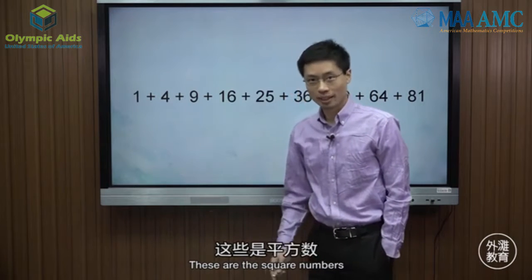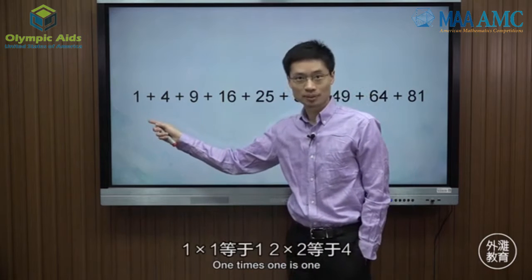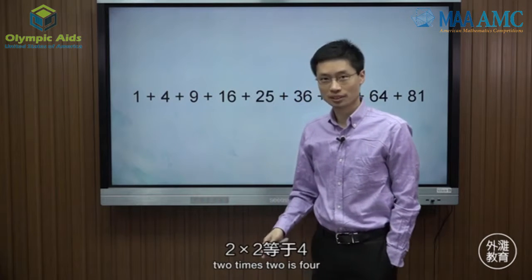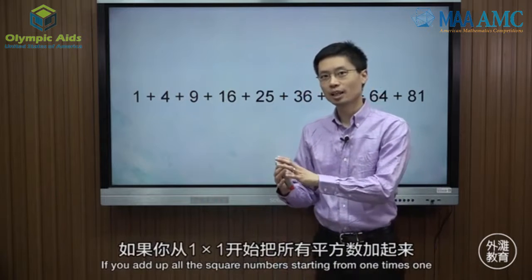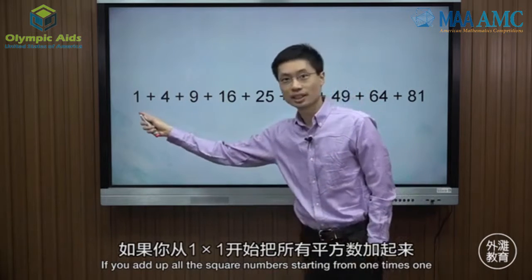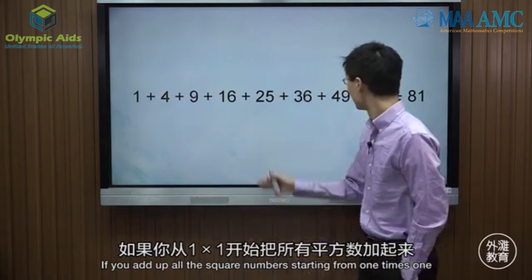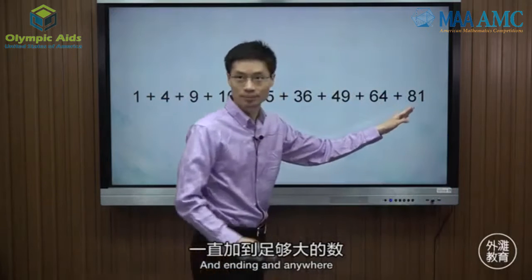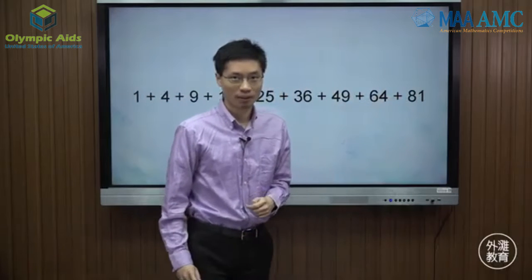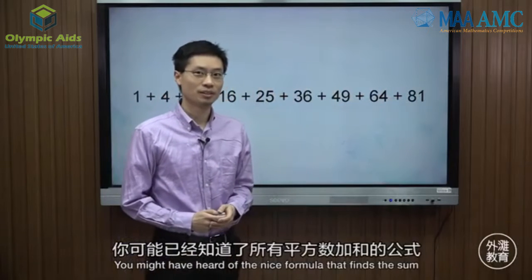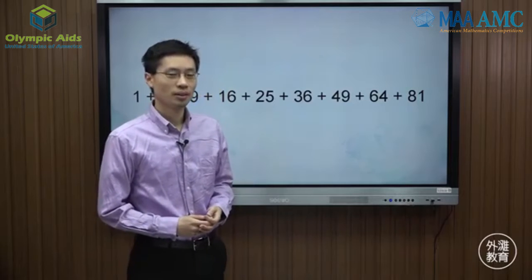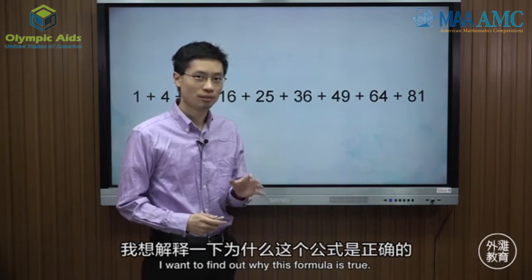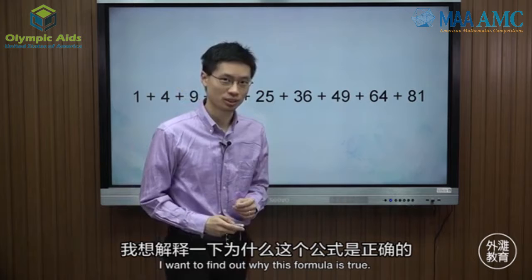These are the square numbers. 1 times 1 is 1, 2 times 2 is 4, 3 times 3 is 9. If you add up all of the square numbers starting from 1 times 1 and ending anywhere, here I have 9 times 9, you may have heard of a nice formula that finds the sum. I want to find out why this formula is true.